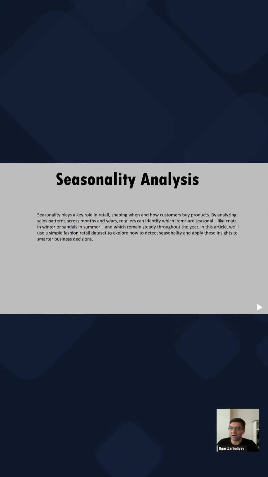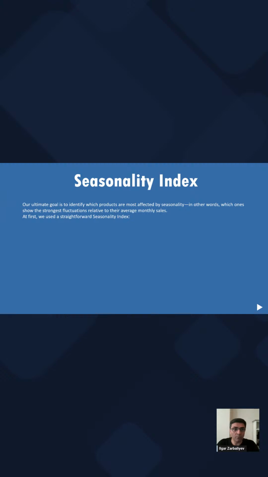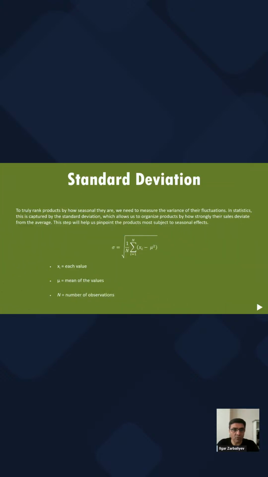In this session, I will go on just defining the seasonality analysis, and also I will calculate the seasonality index, and of course I will apply a standard deviation formula, as you may see on this screen. So this is for standard deviation, just a small info about this standard deviation. X is for each value, this one is for the mean of the values, and N is the number of observations.